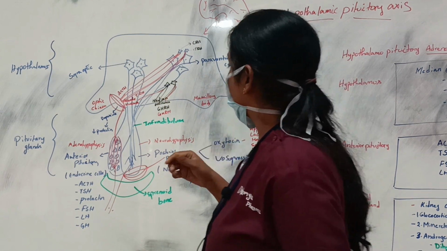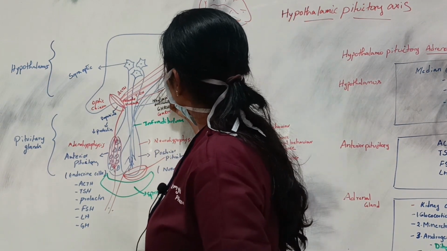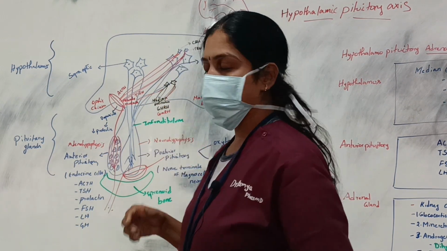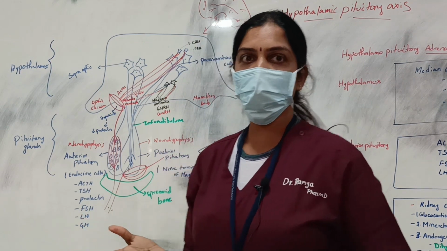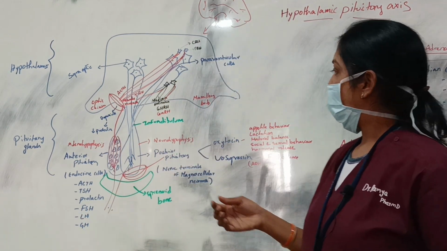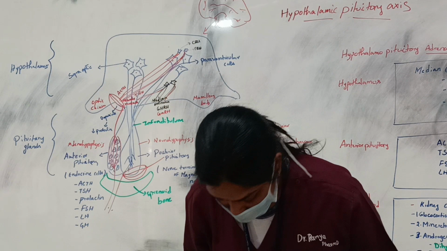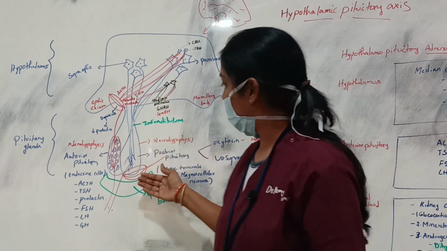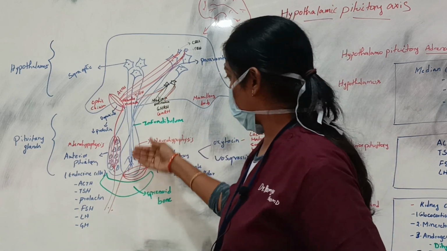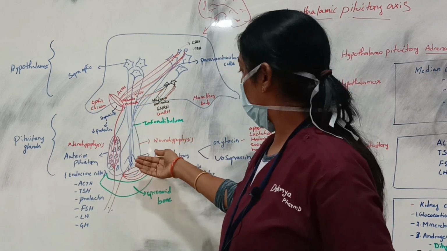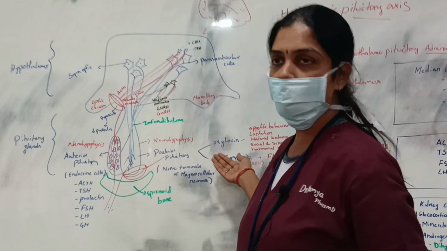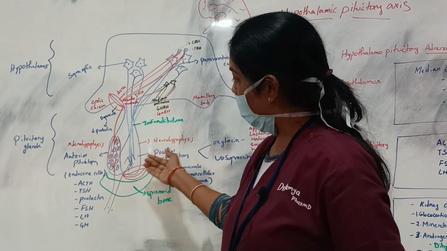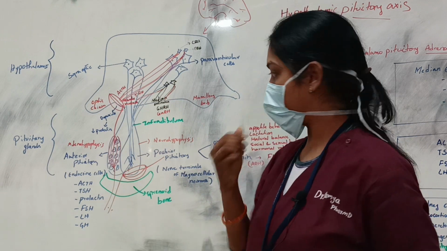Now we can see here in the posterior pituitary, these nerves cannot release these hormones. What happens is these nerve endings will end up in capillaries connected to the nerve endings. So whatever hormones are released from the posterior pituitary, that is oxytocin and vasopressin, they are released into these capillaries, and they will circulate in the systemic circulation.